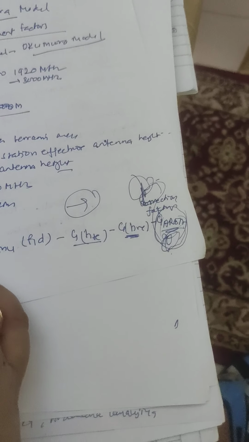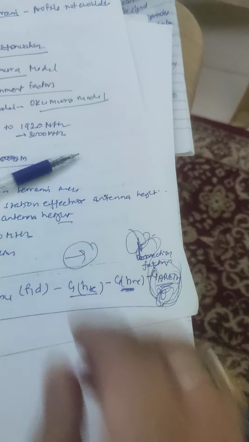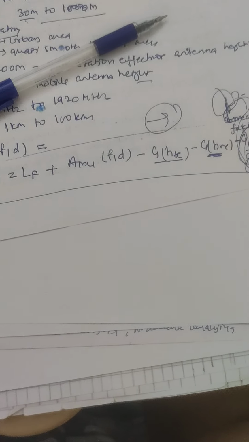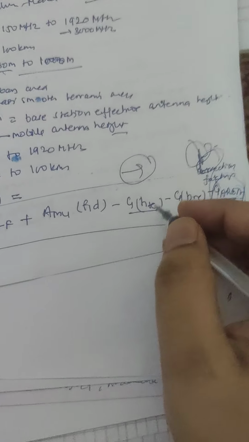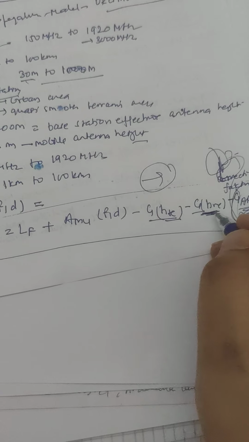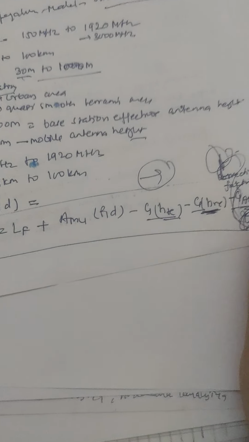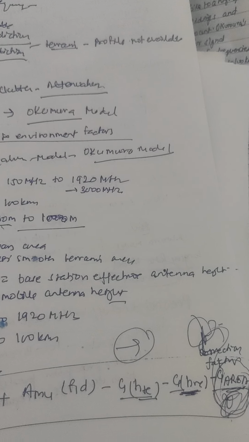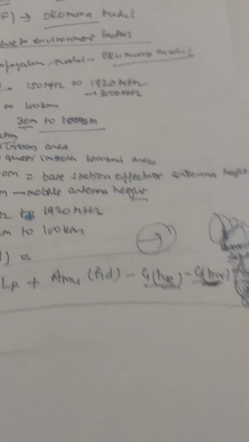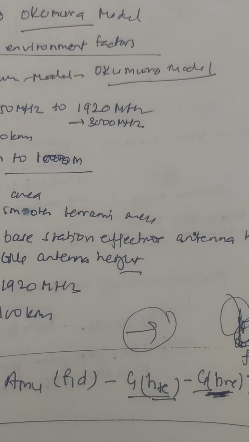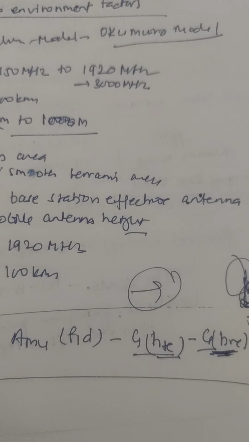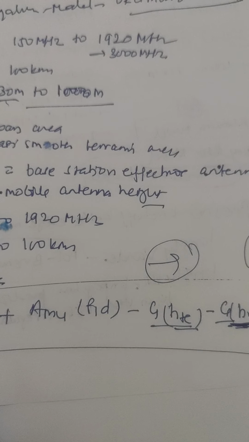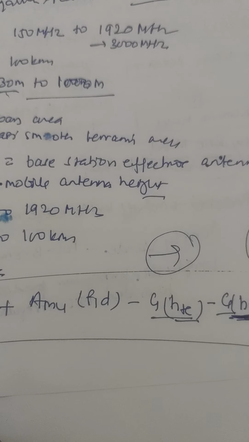So the total equation, in terms of L50 dB, is equal to LF plus AMU F, D minus G of HTE minus G of HRE minus G area. This is known as the Okumura model. Okumura developed a set of curves giving the medium attenuation relative to the free space in an urban area over a quasi smooth terrain.